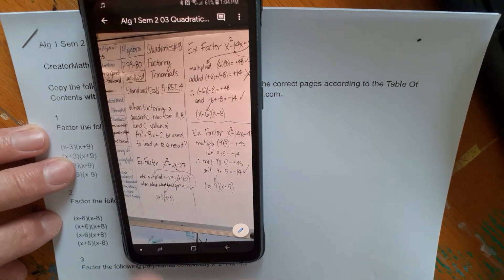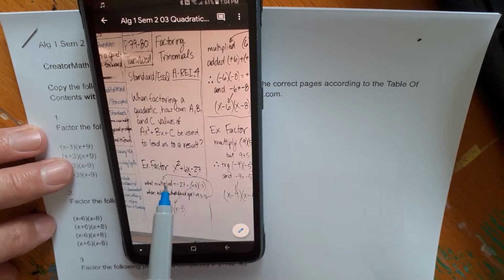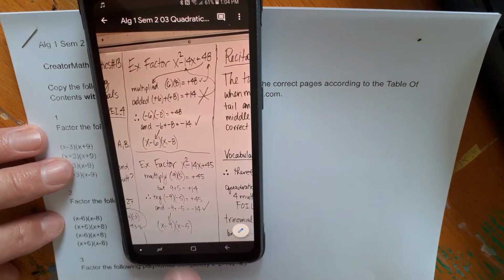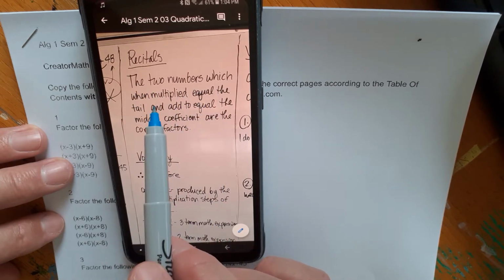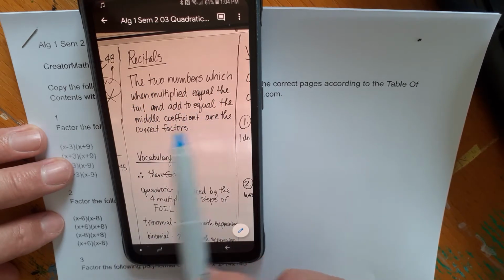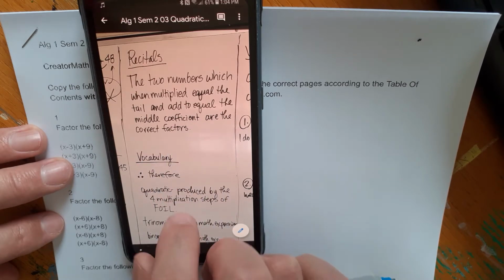So this is going to talk to you about factoring. It's factoring ax squared plus bx plus c, right? We're saying what two numbers multiply to equal the tail and add to equal the middle term, and we come up with two binomials that are being multiplied. Here's several examples on factoring. Here's a recital: what two numbers which when multiplied equal the tail and add to equal the middle coefficient are the correct factors of the factoring.